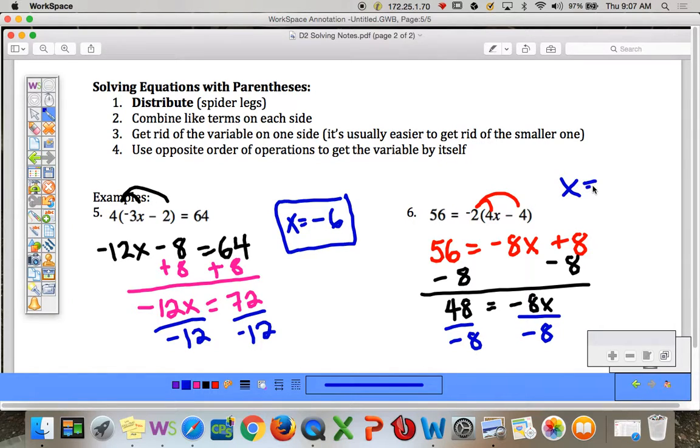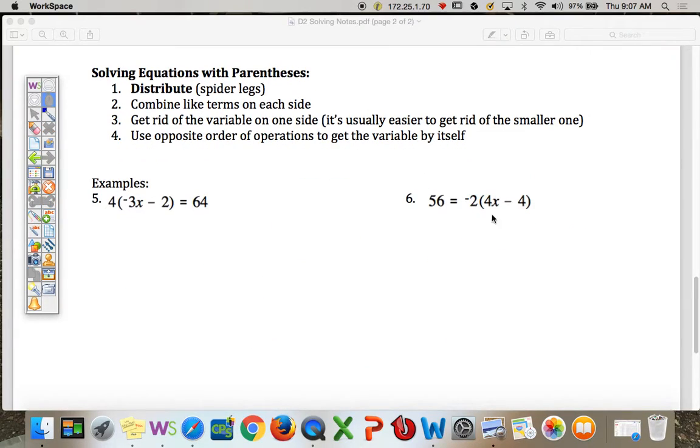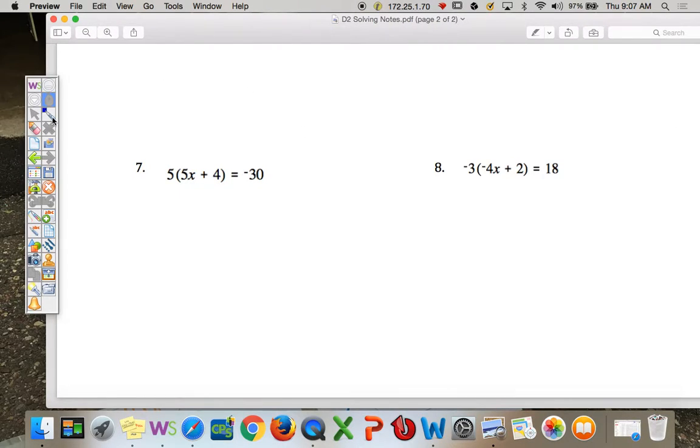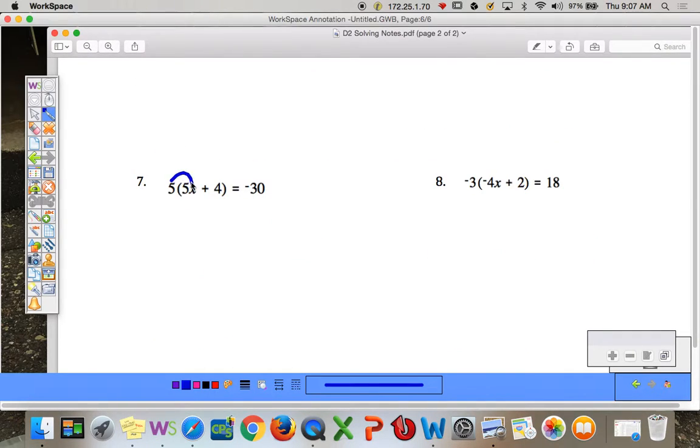So our answer, again, will be negative 6. And you can plug in your answer and check and make sure that both sides are equal. All right. Last two. Again, we're going to distribute. So we have 25x plus 20. 5 times 5 is 25. 5 times 4 is 20. Equals negative 30. We're going to subtract 20 from each side.